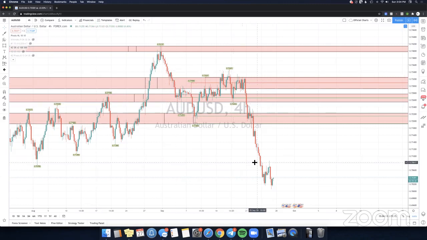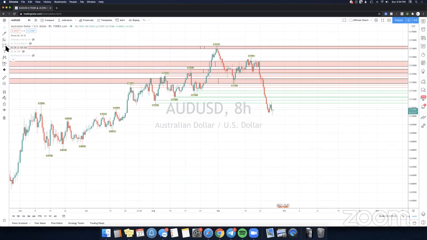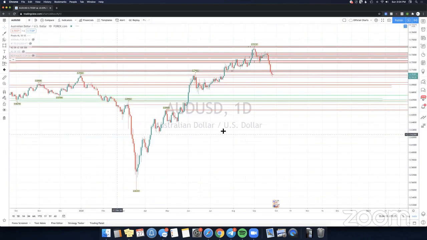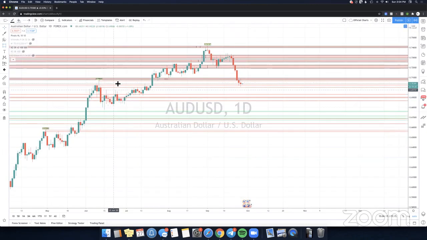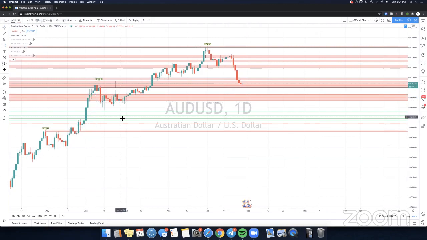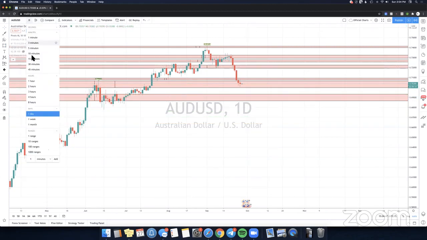So again, like I mentioned, there's no lower zone. Move to the 8 hour. There's no lower zone there, but I'm going to draw this here just in case, so that we have an idea where the zones are. Okay, so looking on the daily right here, it's actually within the zone currently. And then the next zone is going to be way down here. All right, so let me take that off the chart, go back to the 4 hour.